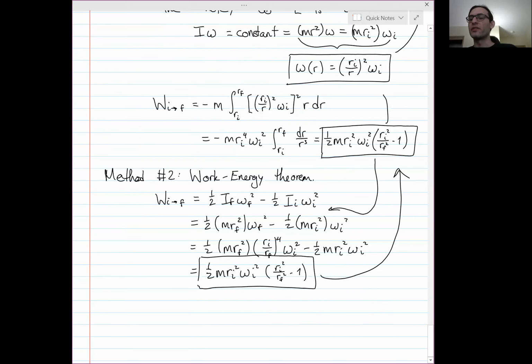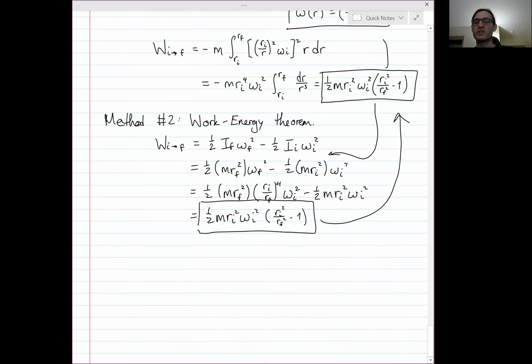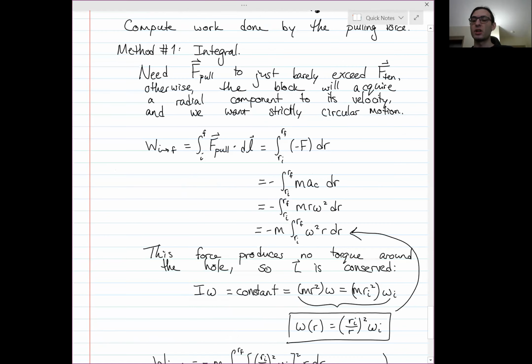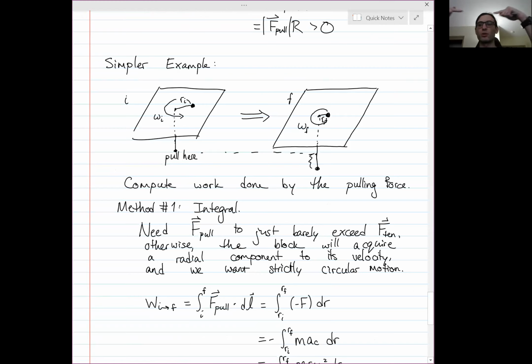But the whole takeaway of this process is that in situations that only involve forces that come from a single point, these are those central forces. And in our example, it is a central force because the force just comes from the pivot point. You're just pulling down and that pulls it inwards. In those cases, angular momentum is always conserved about that point. We'll talk about this perhaps later today, but definitely on Friday.